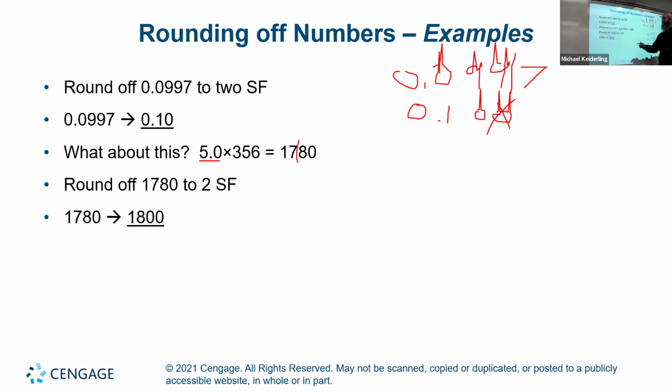Here, a more reasonable situation, we have 5.0 times 3.56. That's 1780. If we round this off to the 2 significant figures from the 5.0, that rounds up to 1800.